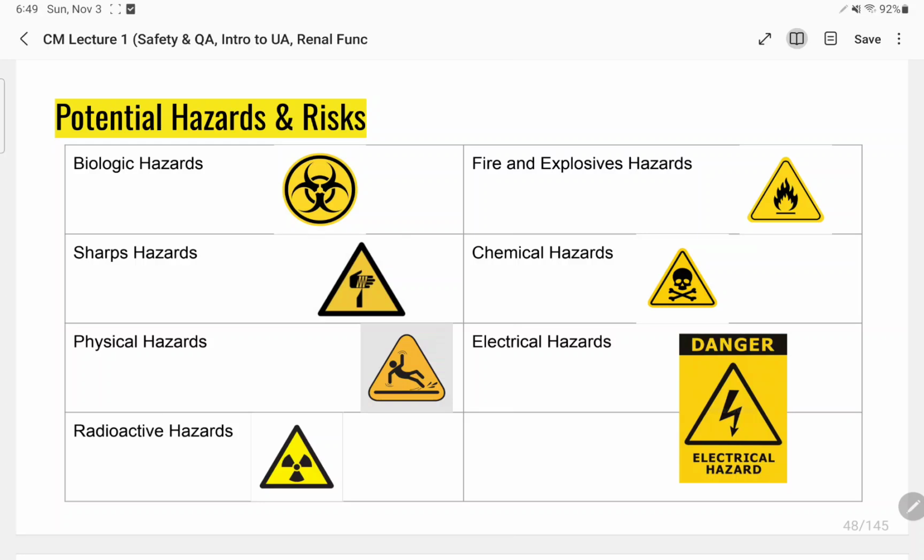anything that can lead to the compromise of the standards and the guidelines that are set in the clinical laboratory. These hazards will really impose their risks sa healthcare worker and even on the patients nga mosulod sa lab. Okay? So, as we go on, we will discuss each of these hazards.